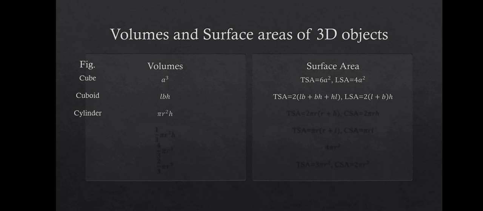Then let us come to cylinder. Now for cylinder, the volume is pi r squared h, r being the radius of the base and h being the height of the cylinder. And total surface area is going to be 2 pi r into r plus h. And CSA means the curved surface area, which is pretty much the lateral surface area, but in case of cylinder we are going to term it as the curved surface area, and we get the curved surface area as 2 pi r into h.